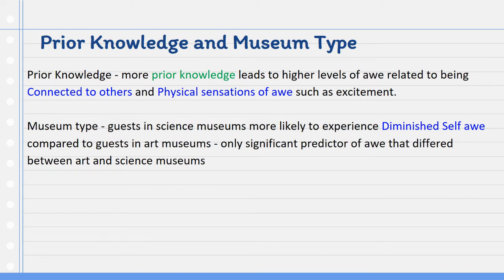Significant relationships were also found with prior knowledge and museum-type data. For prior knowledge, more prior knowledge leads to higher levels of awe related to being connected to others and physical sensations of awe such as excitement. In terms of museum types, guests in science museums were more likely to experience diminished self-awe when compared to guests in art museums. This was the only significant predictor of awe that differed between art and science museums.